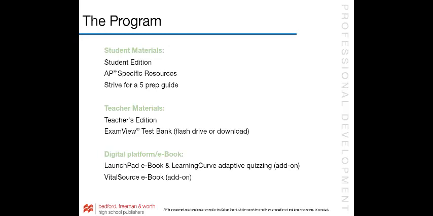Before we get started, let's review the materials you have received with your order. If you have ordered a class set, you should have received a Teacher's Edition, an ExamView test bank, and the teacher resource materials. You may have received your test bank and/or teacher resource materials on a flash drive or downloadable via a URL. Please note that some components, such as the Strive for a 5 guide and LaunchPad, are not automatically added to your adoption. These components require additional purchase. If there is anything you have not received, please contact your local sales representative.